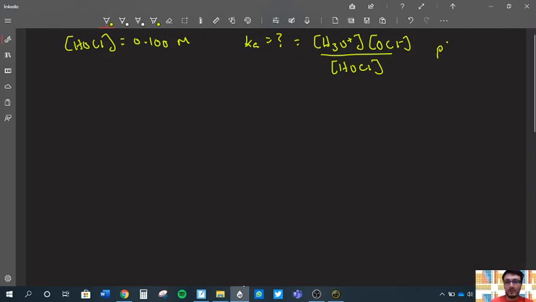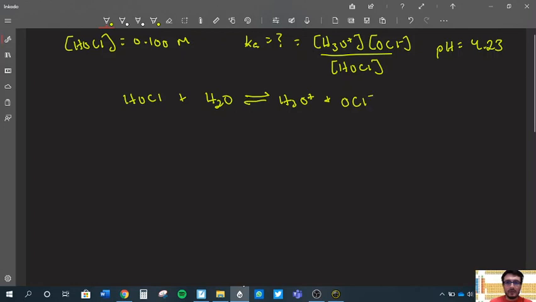We also are given pH. pH is 4.23. Okay, so now we don't have to toggle back and forth. So our ICE table: HOCl in the presence of water will ionize, and we get these ions, hydronium, because it is an acid, and its conjugate base. Okay, ICE. 0.1, ignore water, 0, 0. You can probably do this part with your eyes closed.